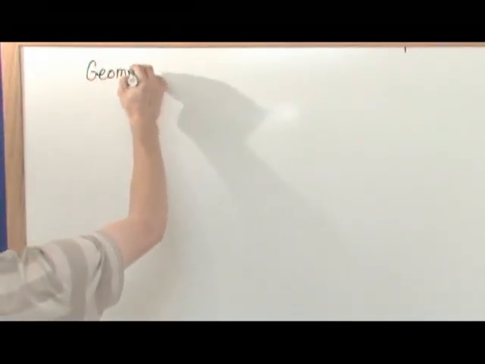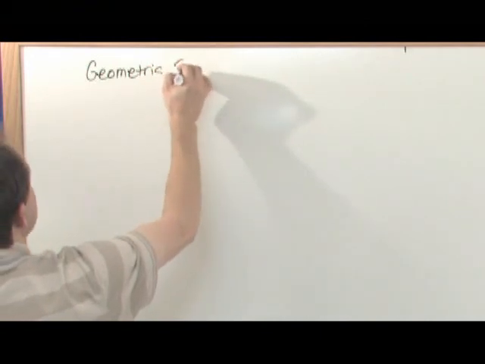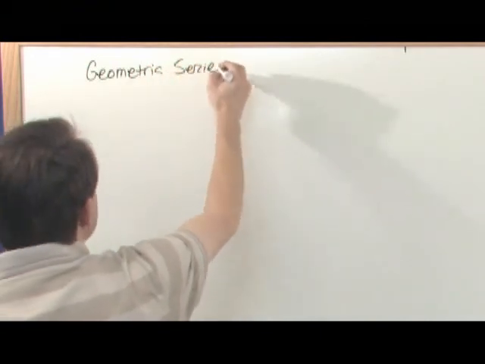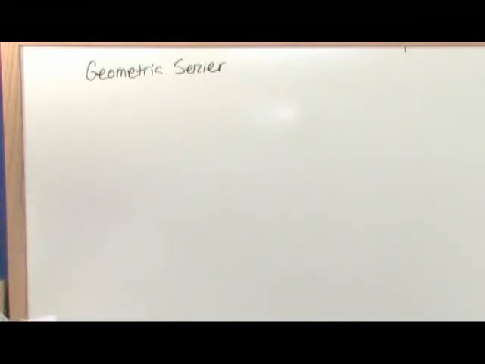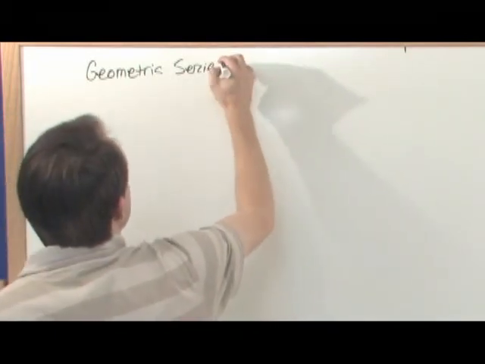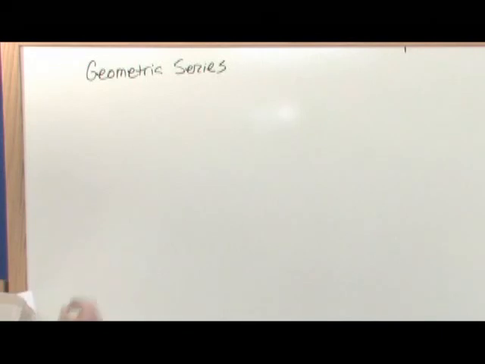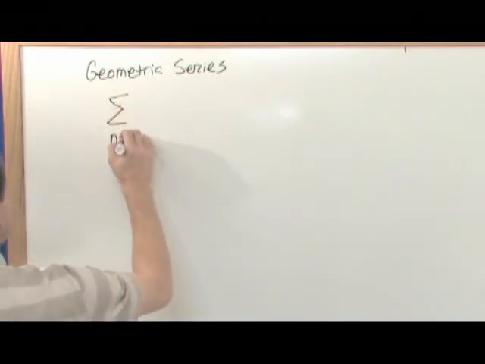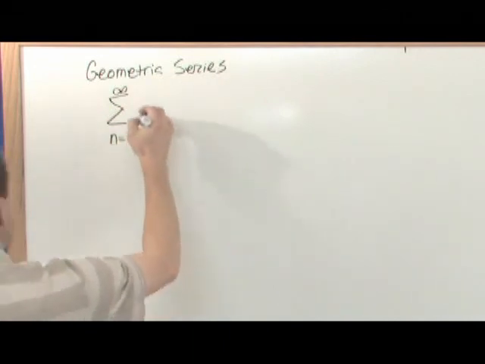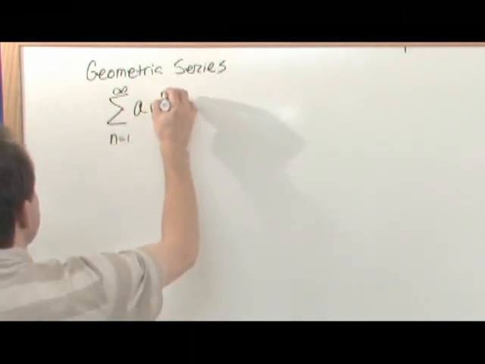Geometric series. Okay, it has a special form. That's all it is. It has a special form. Once you recognize the form, then you'll just be able to use it. Okay, so what it looks like is the following: summation as n goes from 1 to infinity of a times r to the n minus 1.